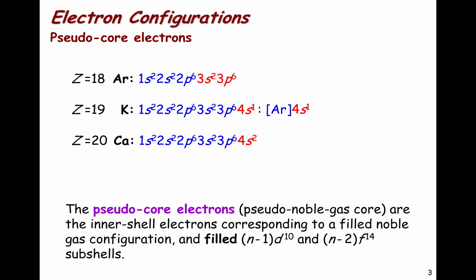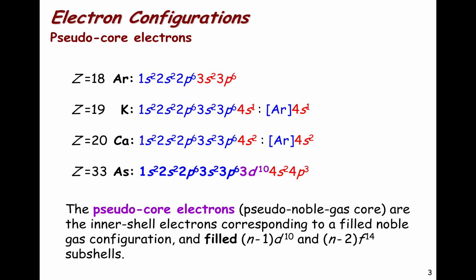For calcium, which now has 2 electrons in the 4s outer shell, we would do a similar shorthand approach by writing brackets argon, but now we would have 2 electrons in the 4s2 shell. If we go to something like arsenic, in this case we have a total of 33 electrons.